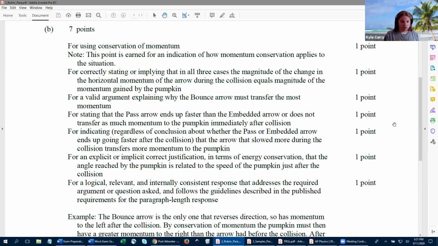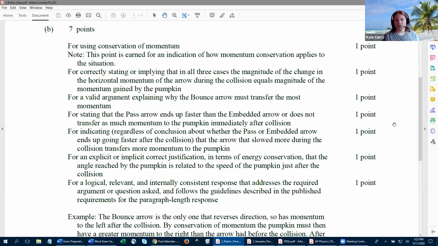Look at the next point, for stating that the pass arrow ends up faster than the embedded arrow, or the pass arrow does not transfer as much momentum to the pumpkin immediately after the collision as the embedded arrow. Next point, for indicating, regardless of the conclusion about whether the pass or embedded arrow ends up going faster after the collision, that the arrow that slows the most during the collision will end up transferring more momentum to the pumpkin. So out of the pass or embedded arrow, the arrow that slows down the most will transfer the most momentum to the pumpkin.